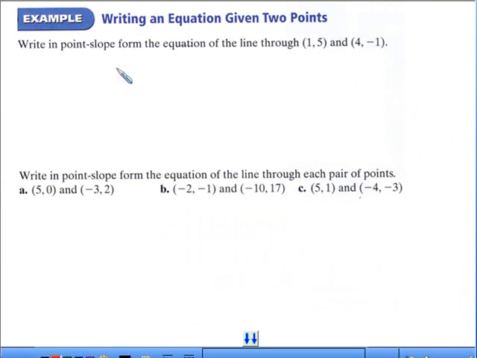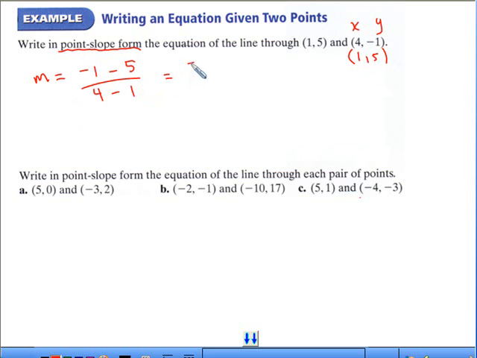Now they want us to write in point slope form the equation of a line through (1, 5) and (4, -1). Well, for point slope form, we need to know a point. We have 2 here, so we know a point, but we need to know the slope. We don't know the slope, so we need to find the slope first. To find the slope, I'm going to use the stack and subtract method that we talked about earlier. I'm going to take the first point, stack underneath the second. Start with the y's, stack and subtract. So top, negative 1, minus bottom, 5, divided by the x values, top number, 4, minus the bottom, 1.